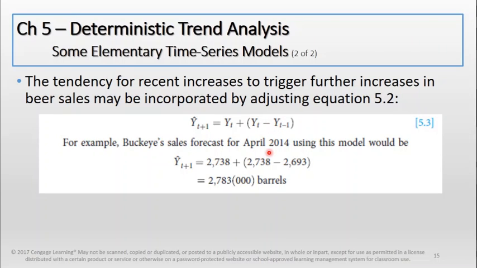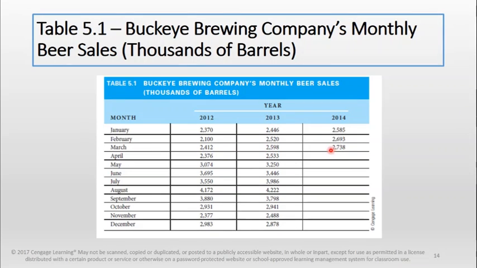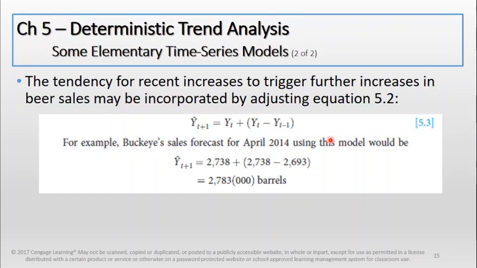So if we refer to this table, this is your current, this is your YT, and your YT minus 1 is your February. With that, you can arrive at your forecasted sales for April at 2,783 barrels. So that is how you do the time series model.